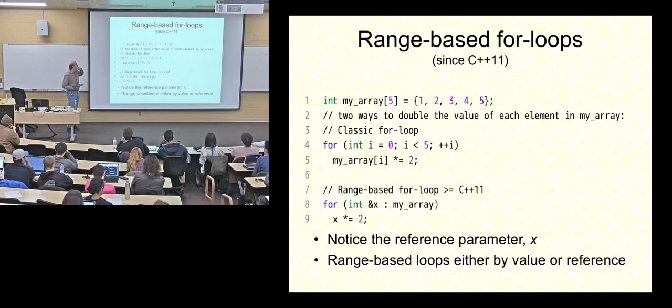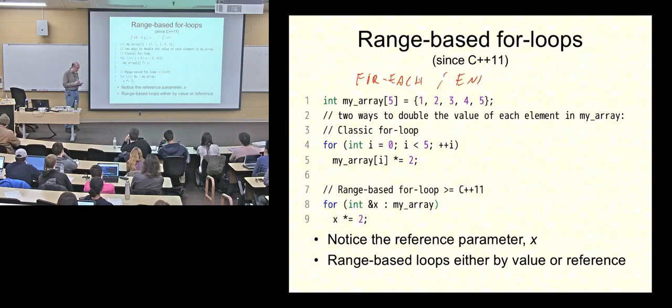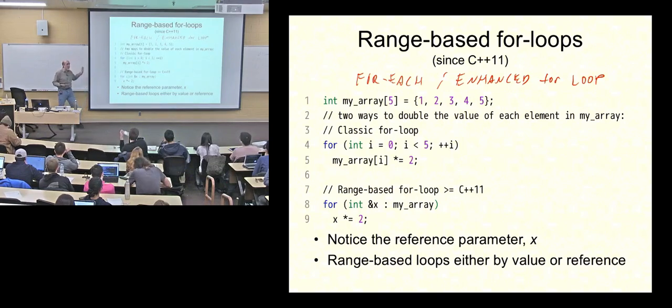When we look at the for loop, normal for loops like lines 4 and 5 you're used to. But in C++11 and beyond, there's something called the range-based for loop, also referred to as the for each loop, also referred to as the enhanced for loop. What the range-based for loop allows us to do is step through every element of a container. So for instance, here we've got an array, my array.